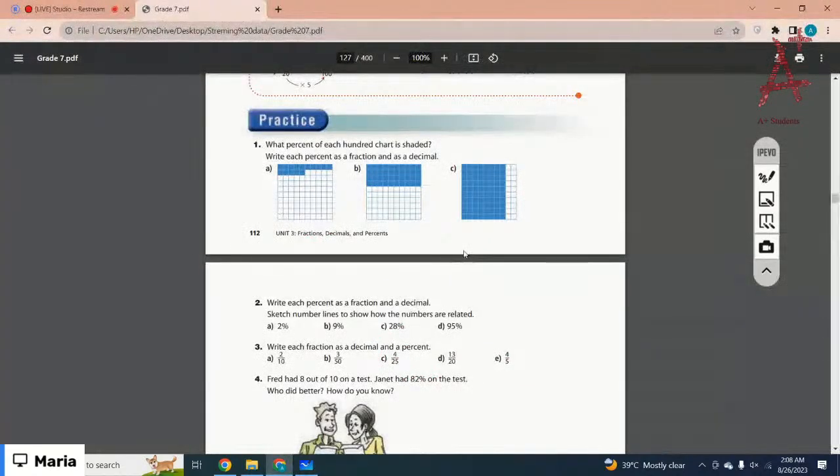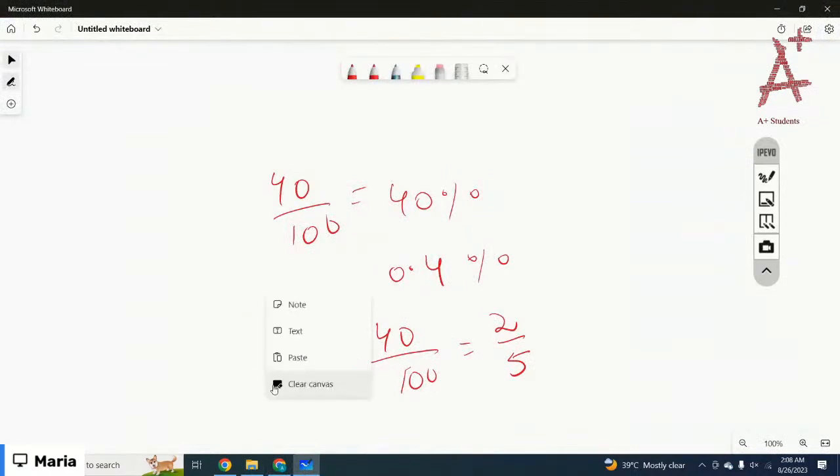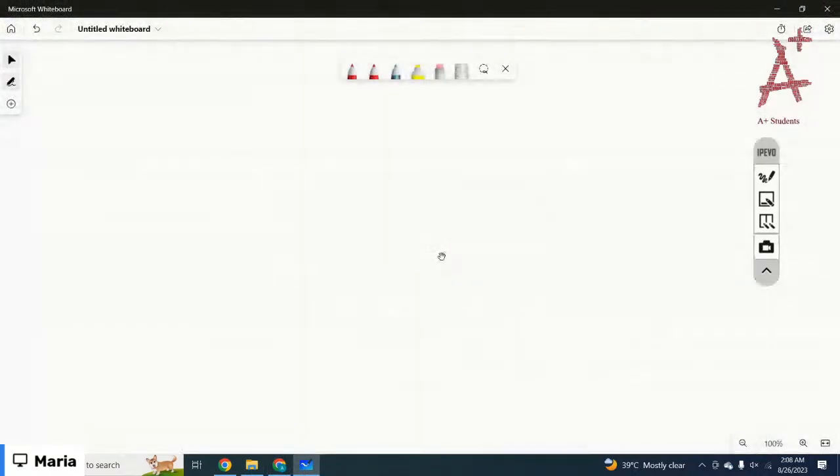Let's start with question number 2. Write each percent as a fraction and a decimal. You are given the question in percentage form, and you have to write it as a fraction and as a decimal, right? 2%. Question number 2, that would be 2%. You can write 2 out of 100, right? 2 out of 100 represents 2%.